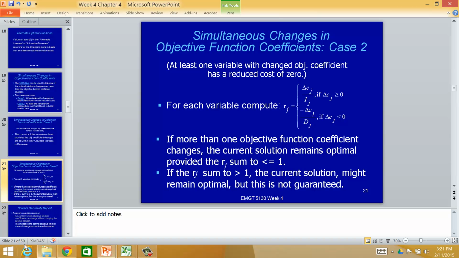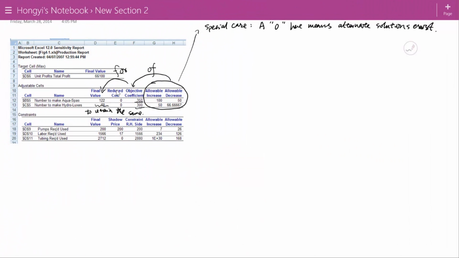Okay, I'll illustrate this. Let's go back to our notes. For a simultaneous change, for example, the original objective function is this. Now we're going to change this one to be 340 x1 plus the other coefficient. So this is a simultaneous change, and we're going to use that 100% rule.